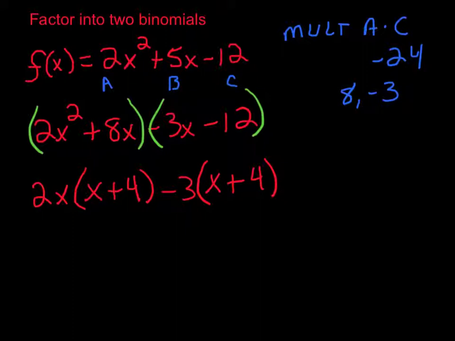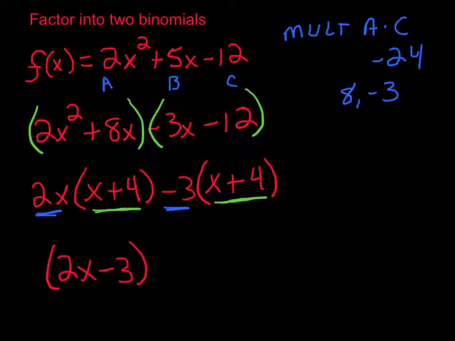So now a key part of this is that we have to make sure whatever's inside of this parenthesis right here is exactly the same. Those two should match up perfectly. Okay, so now I take what's outside of the parenthesis, this 2x and this negative 3, and I'm going to write that. 2x minus 3, that's my first binomial, and my second binomial is whatever is underlined there in green, the x plus 4. And that is my factored form on that one.